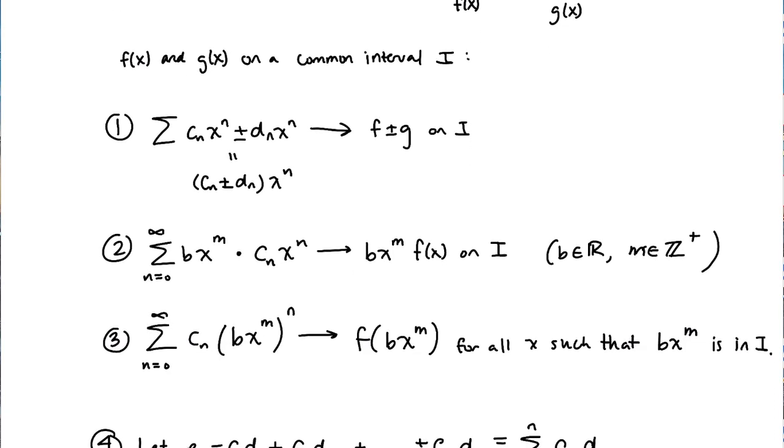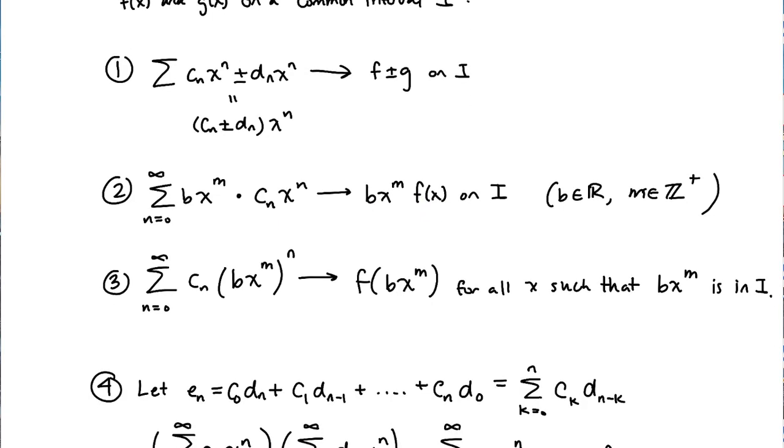If so, then you can add the power series. So if you add or subtract Cn x to the n plus or minus Dn x to the n, that resulting power series is going to be convergent to f plus or minus g on that same interval. Similarly, if you were to take one of the convergent power series and multiply by bx to the m, where b is some real number and m is some positive integer, you're basically scaling one of your power series. That scaled power series will converge to bx to the m times f on that interval.